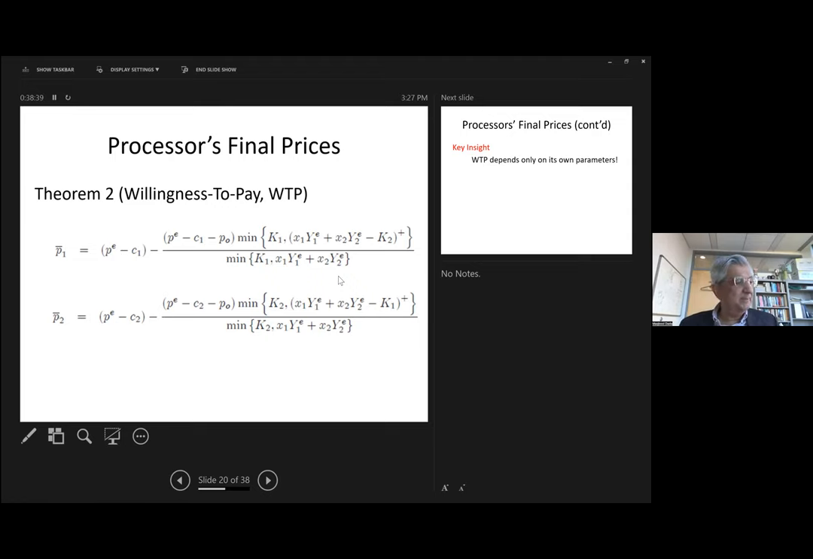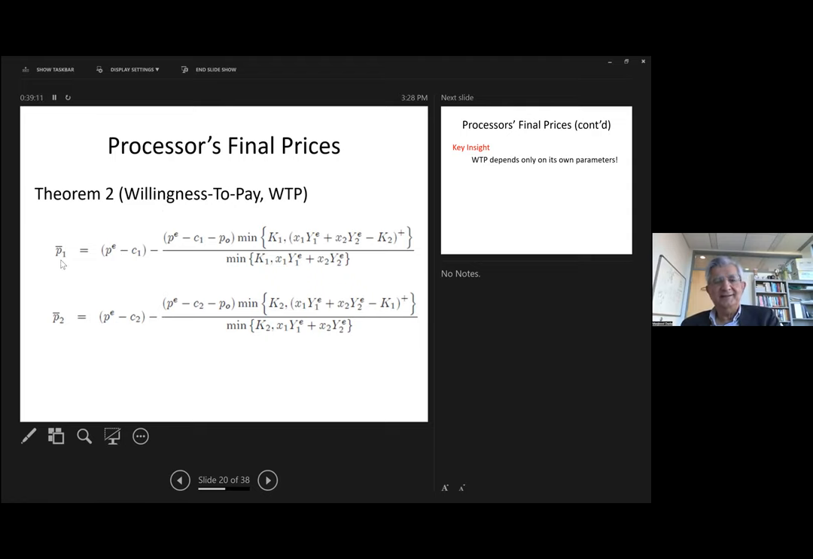Since you're paying the minimum price for it, you can now ask yourself: if I win the auction, I want to set the price as high as possible to win the auction, but not higher than what I would make if I lose the auction. So this is basically a simple equation, which, once you rearrange terms, gives you these expressions for willingness to pay.